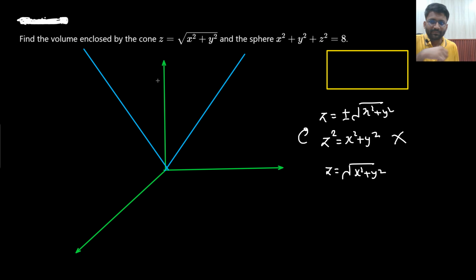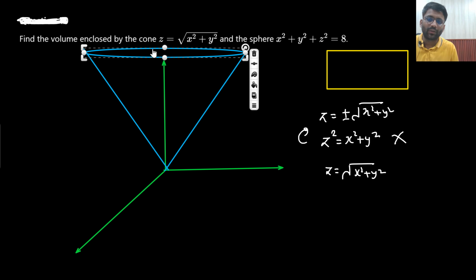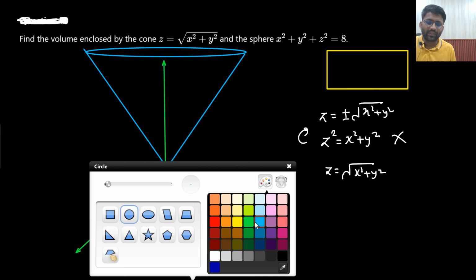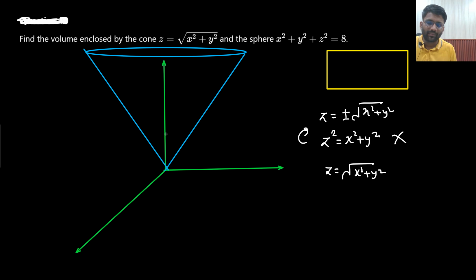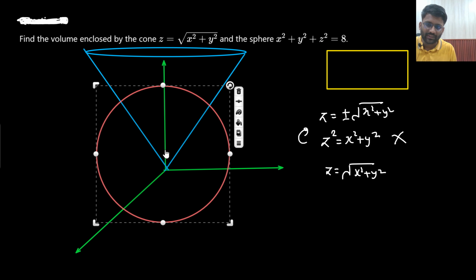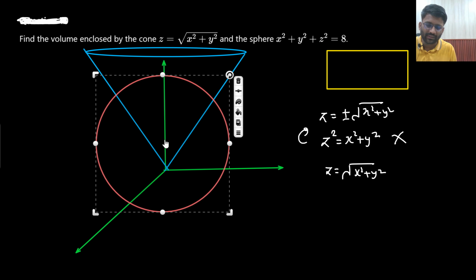What you need to do? You need to find out the volume enclosed by this cone which is extended till infinity, and the sphere. What is the equation of the sphere? Which is x square plus y square plus z square equals to 8. Make this sphere. This is the sphere of x square plus y square plus z square equals to 8.